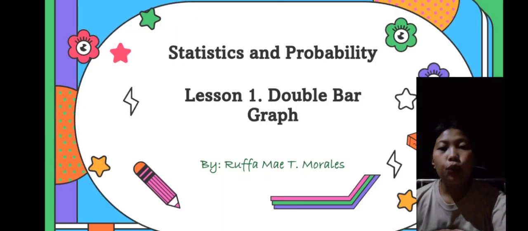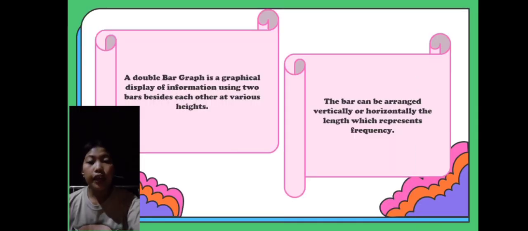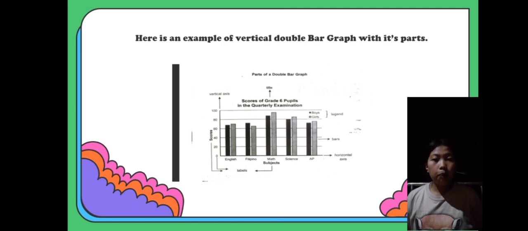So today I will discuss statistics and probability, lesson 1, which is the double bar graph. A double bar graph is a graphical display of information using two bars beside each other at various heights. The bars can be arranged vertically or horizontally, and their length represents the frequency. Double bar graphs compare two sets at once.